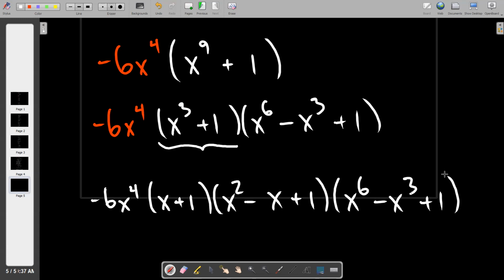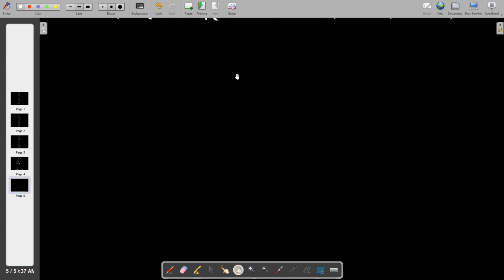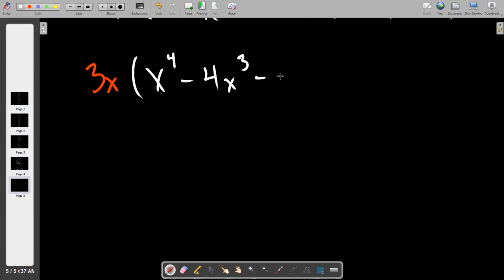What is the GCF? All right. What else? 3x. So we pull the 3, we pull the x, and we rebuild into x to the 4th minus 4x to the 3rd minus 8x plus 32. We made it. And we made it with like 4 minutes to spare. Boom.